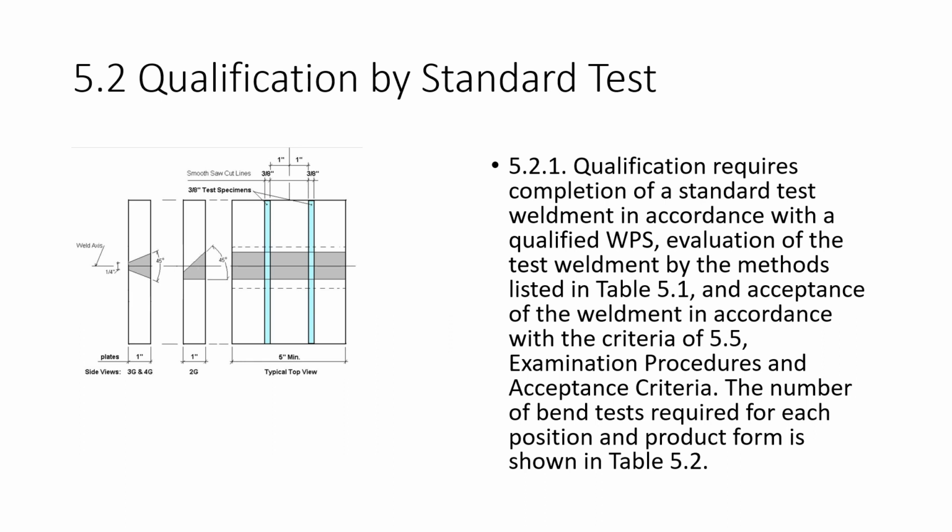One of the things is we can do our welder qualification by a standard test, and this is the one that tells us we can do it. Acceptance of the weldment has some criteria, examination procedures and acceptance criteria, and it tells us the number of bend tests and all of that. Like any other welding code, it's going to line us out and tell us what is expected of us.